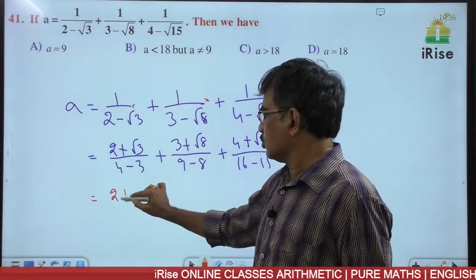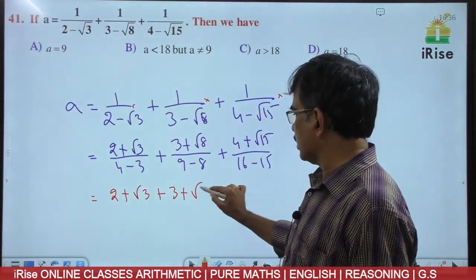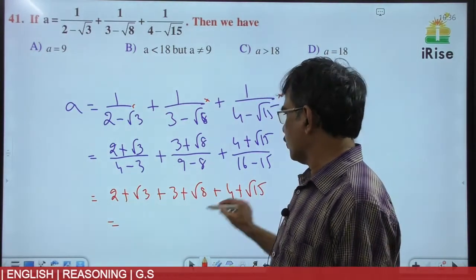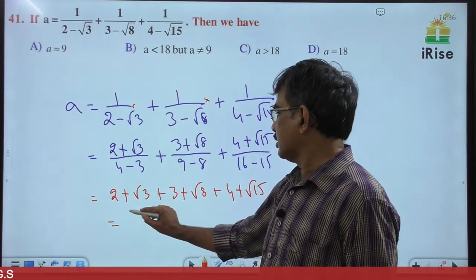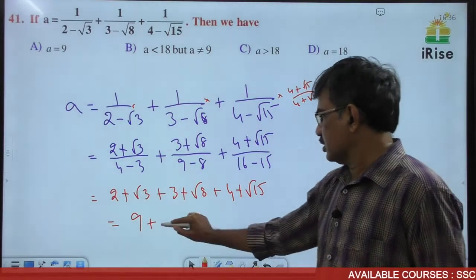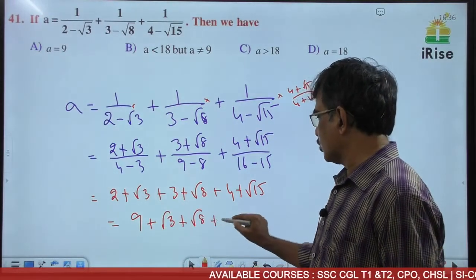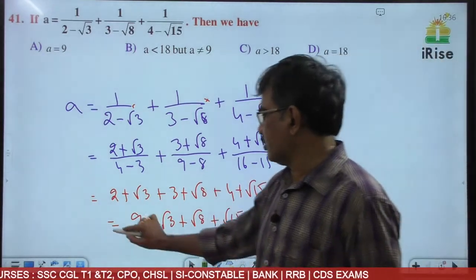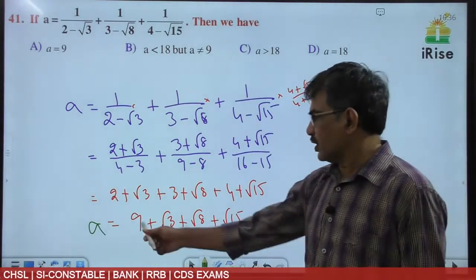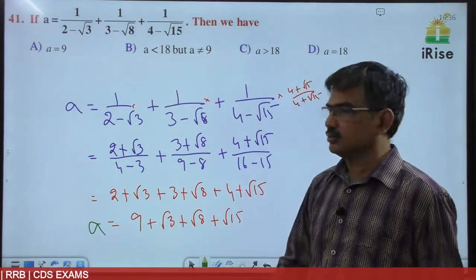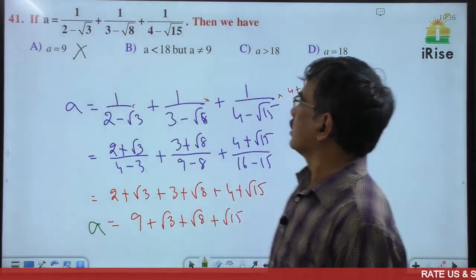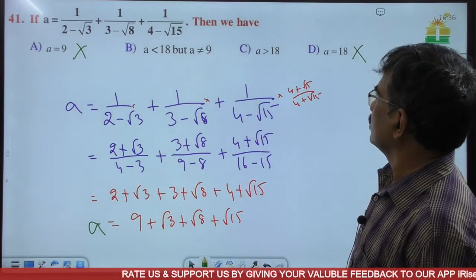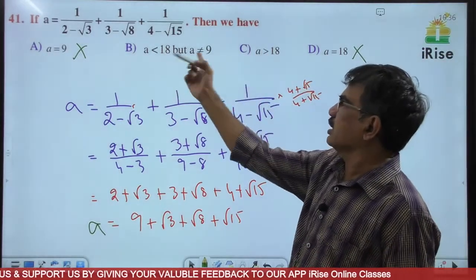This is nothing but 2 plus root 3 plus 3 plus root 8 plus 4 plus root 15, which is equal to 2 plus 3 plus 4, that is 9, plus root 3 plus root 8 plus root 15. This is the value of A. So from this we can say that A is more than 9. A is equal to 9 is not correct. A is equal to 18 exactly is not correct. It is either more than 18 or less than 18.